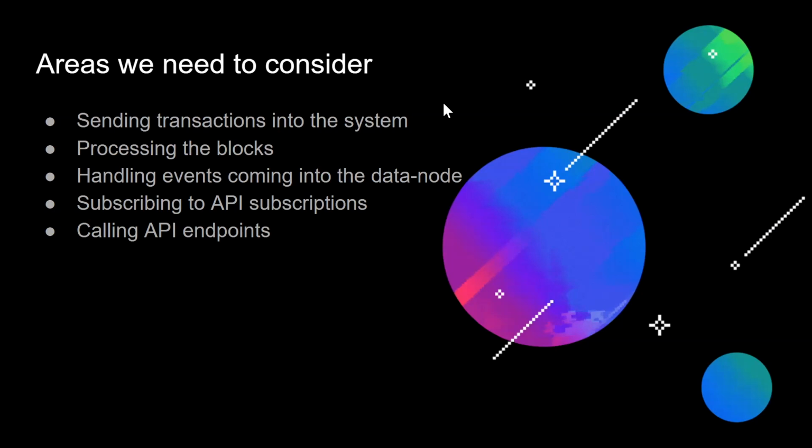Once the blocks have been processed, we then generate events. How can we make sure that the data node is handling those events in a timely manner and we're not getting backlogged and bottlenecked from there? And the last 2 are to do with the data node, and that's for people that subscribe to subscription-based APIs that stay open and give us data, and calling one-off API endpoints that just get one set of data. How can we make sure that we don't overload the data node with people trying to do those?